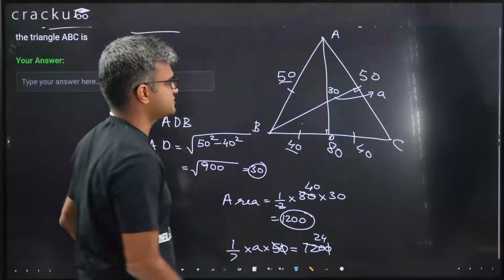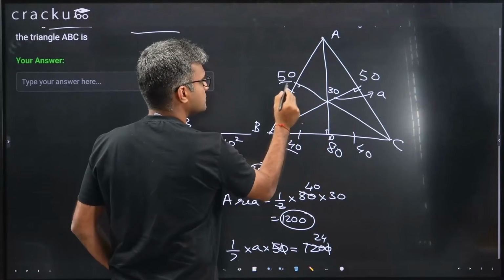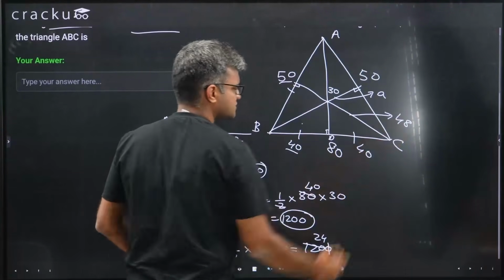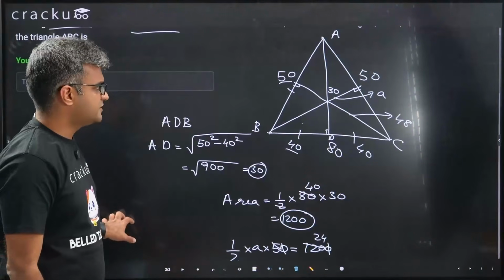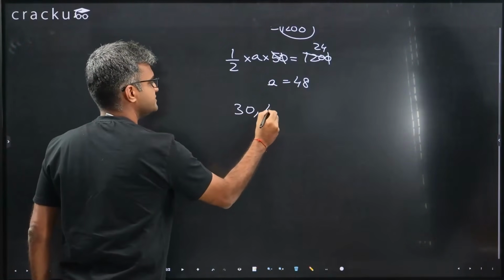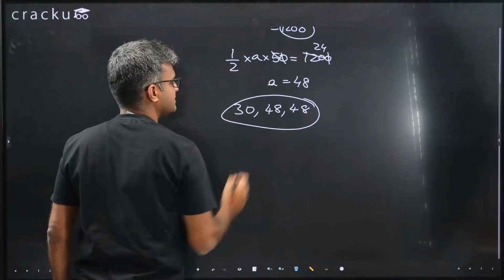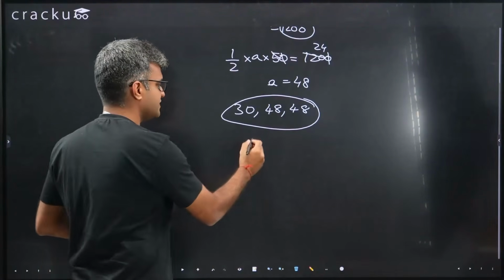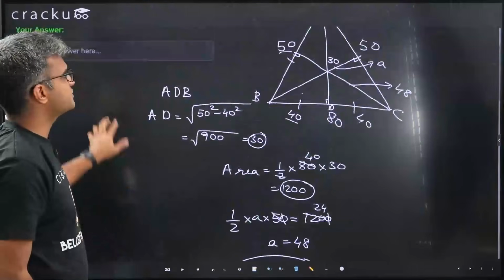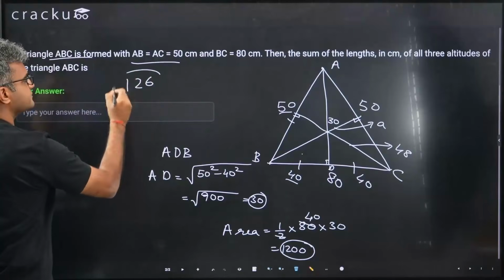Similarly, because this is an isosceles triangle, if you're drawing another altitude, this also will be equal to 48 centimeters using the same method. So the three altitudes, one is of length 30, one is of length 48, another is of length 48, and the sum of these three will be 30 plus 48 plus 48, which is 126 centimeters. So the answer for this particular question will be equal to 126.